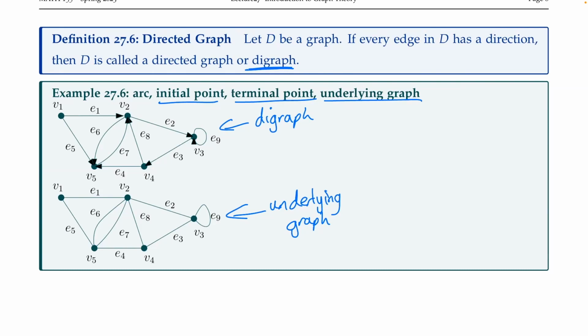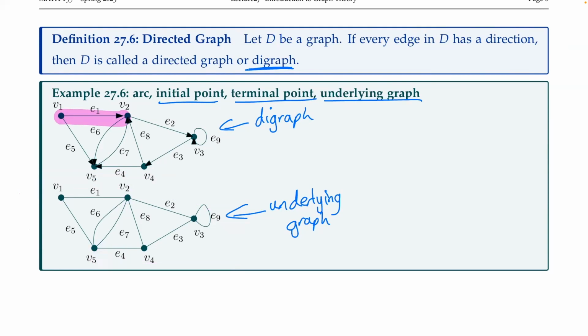So directed graphs are related to our underlying graphs. This here is an underlying graph. It has no arrows on it. There's no direction to these edges. We just say V1 and V2 are connected by edge 1 here. In this case, the digraph or directed graph above it has an arrow pointing from V1 to V2.